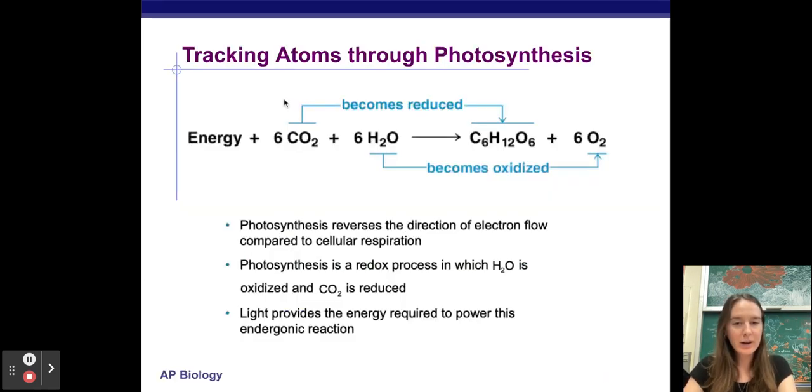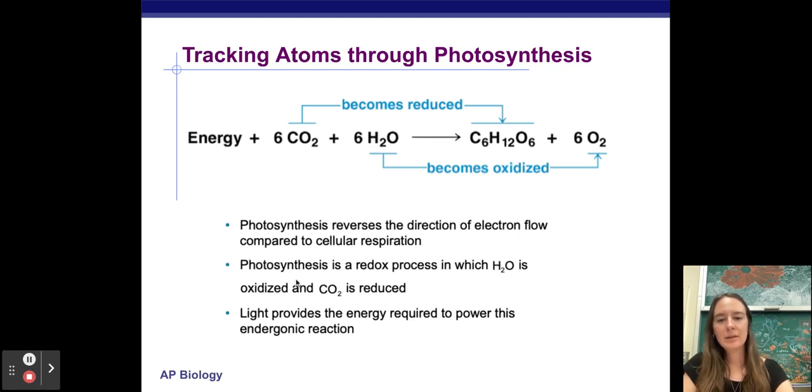Now, this chemical reaction is also a redox reaction, just like we saw in cellular respiration. Remember, redox reactions is when a molecule is reduced. Reduced, remember OIL RIG, reduction is gain. So carbon dioxide, you'll notice, is now gaining some hydrogens. Where did it get those hydrogens from? It got them from H2O. So H2O becomes oxidized. Those hydrogens are going to get pulled off, and they are going to eventually end up on this glucose molecule. And we know that light is required to power this endergonic reaction. This is requiring energy because we're building up a higher energy molecule.